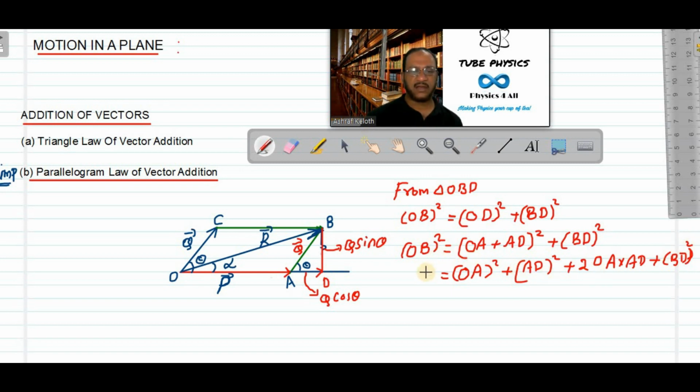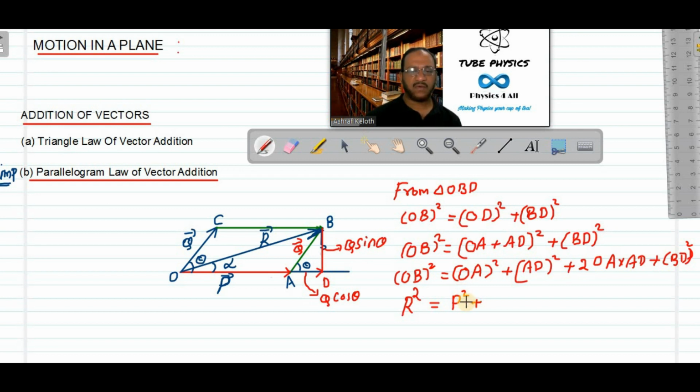Now we substitute the values into this equation. We can find out the value of each of these, OA, OB, etc., from the figure. From the figure, what is OB equal to? The magnitude of the resultant R, isn't it? So we can take only the symbol R without the arrow sign, R square, because we are taking only the modulus, the magnitude value. What is OA? OA represents the magnitude of the vector P, modulus of P. So we'll write just P square.